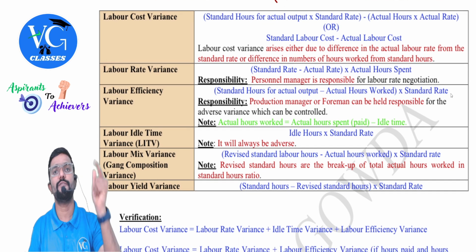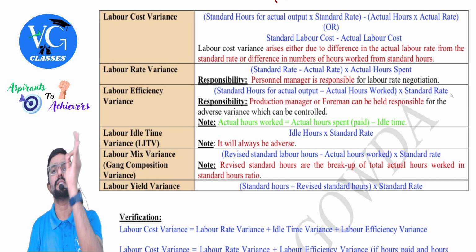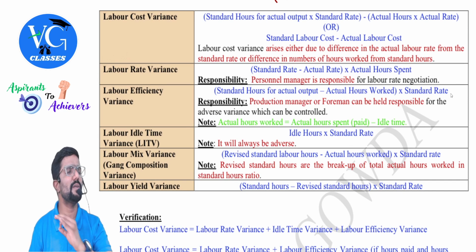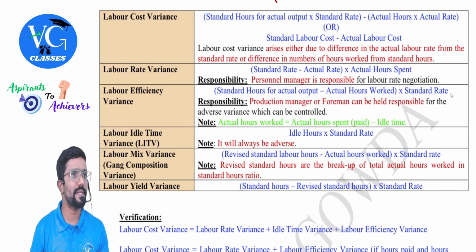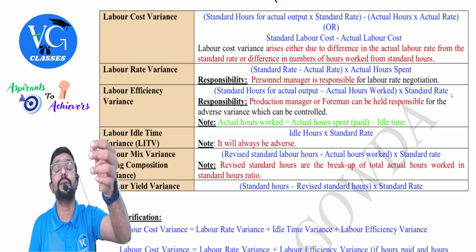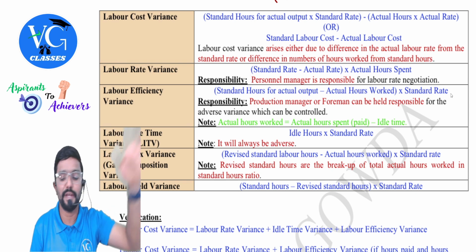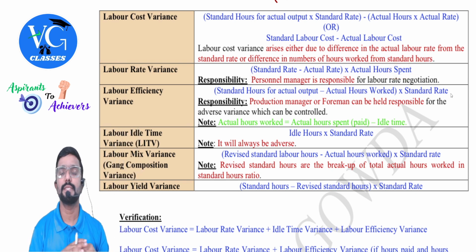Labor rate variance. What is the formula, sir? Standard rate minus actual rate, and here rate will always be per hour. So standard rate minus actual rate into hours. Is payment made for spent hours or worked hours? Spent. Very simple.